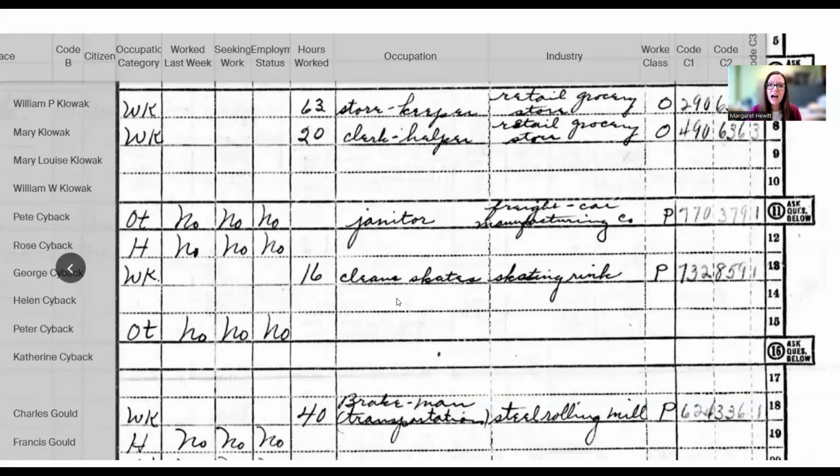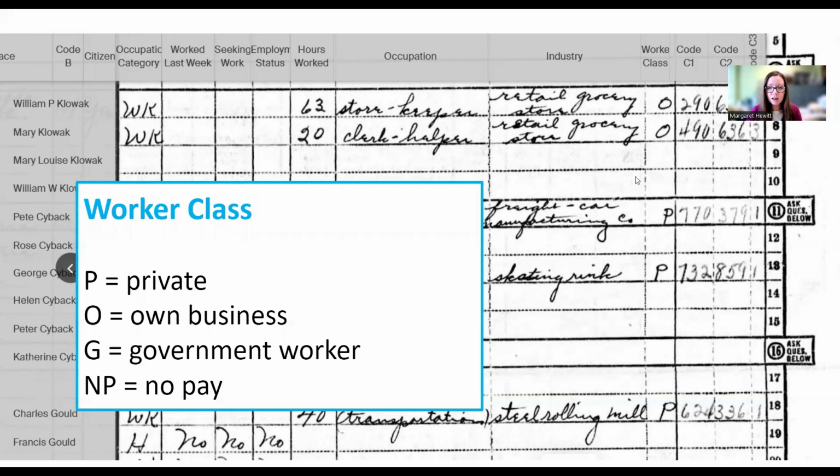So you get an idea of how much work they were doing in a week in addition to the occupation that they have. And we have a two column, just like in previous years, where we have the job that they do and then the industry within it that they are working. The last column that you'll see is worker class. That's going to be a single letter code after the occupation and industry.